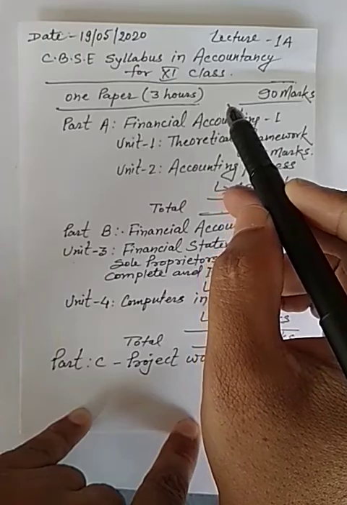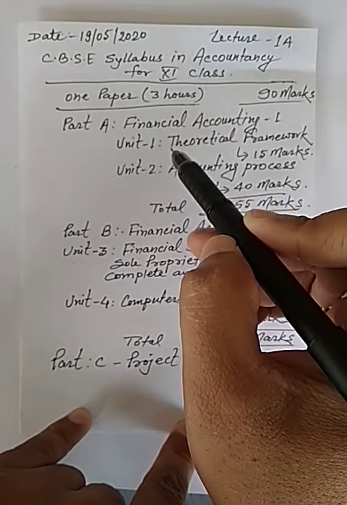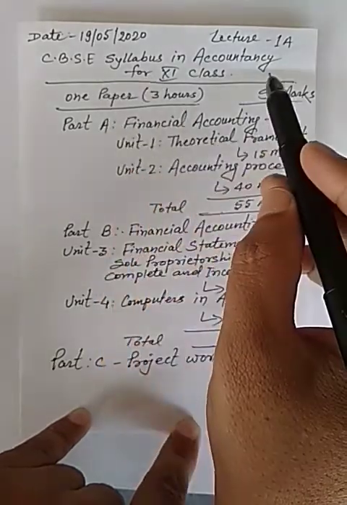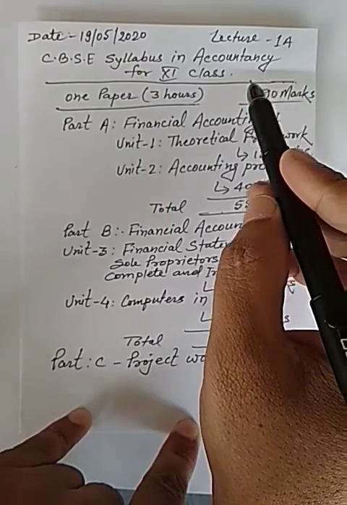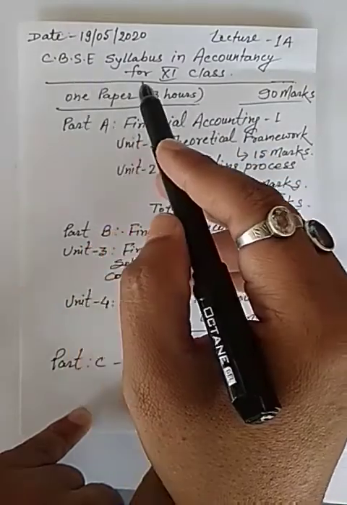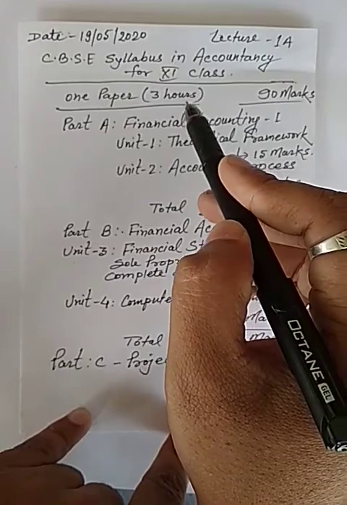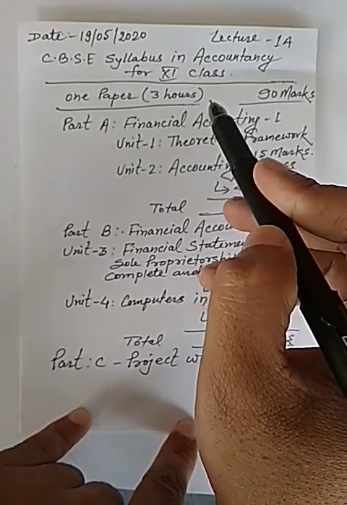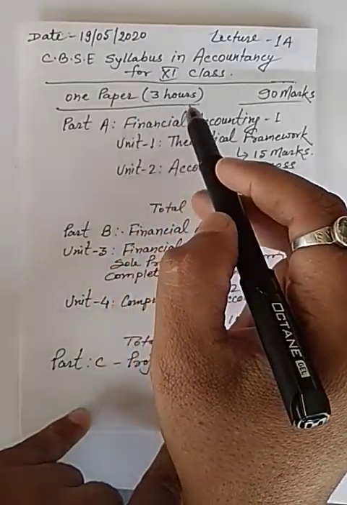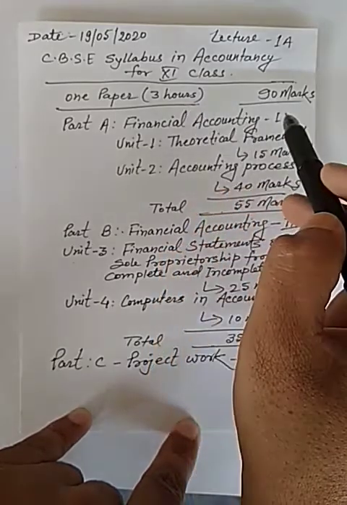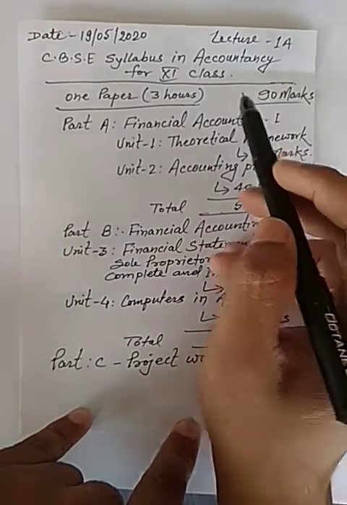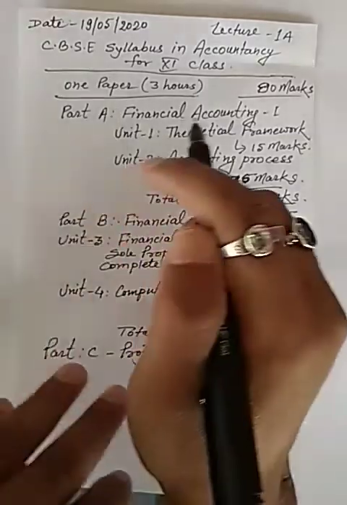First, we have to understand the syllabus of accountancy for 11th class, and this is for CBSE only, not for other boards. In the exam, one paper will be for 3 hours and for 80 marks.